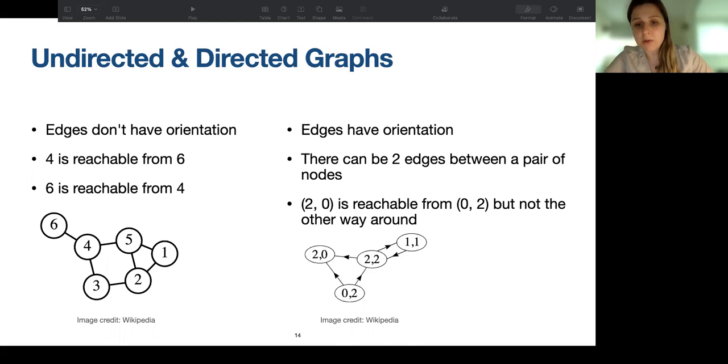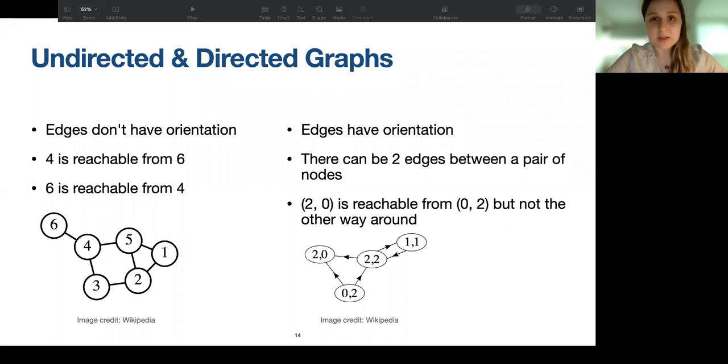So for example, in the graph that I have here on the right side, you can see that there is a link between the node which is indexed with 0,2 and 2,0. You can go from 0,2 to 2,0, but you can't go the other way around. If you want to have a graph where you can go the other way around, you need to have 2 edges between the nodes, like we have here between 1,1 and 2,2.